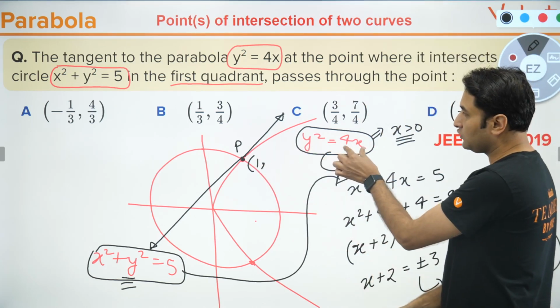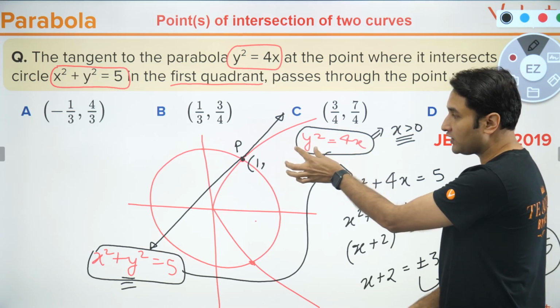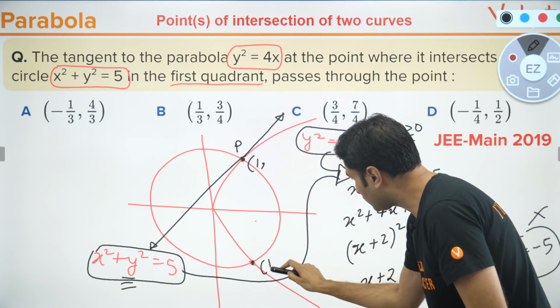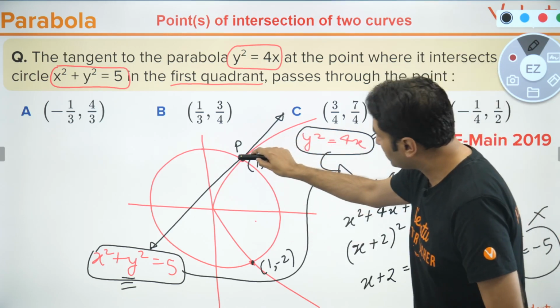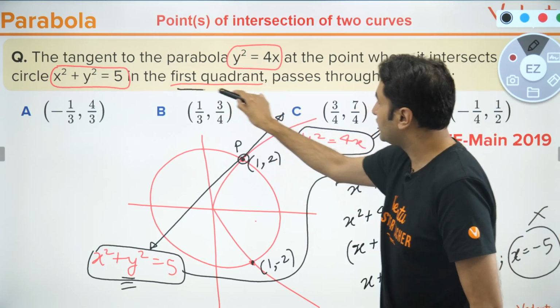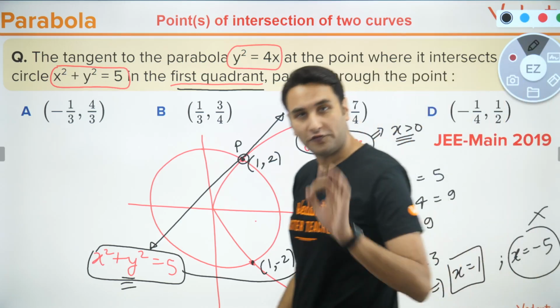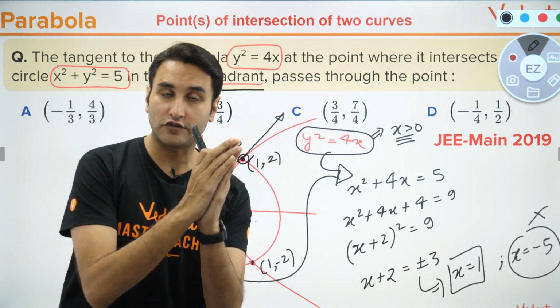Y square is equal to 4x when x is equal to 1. 4 into 1, 4. Y is equal to plus minus 2. So basically 2 points. This is 1 comma minus 2 and this is 1 comma 2. We only want this point because of the first quadrant. So 1 comma 2 is the point of intersection. How do we find the point of intersection? By solving the two curves together.